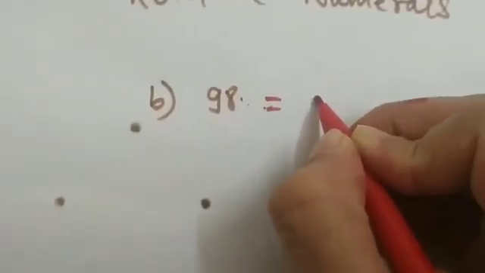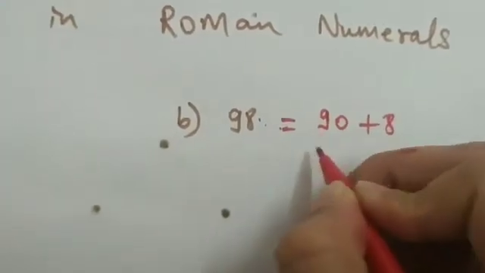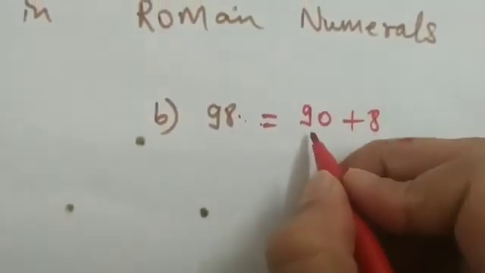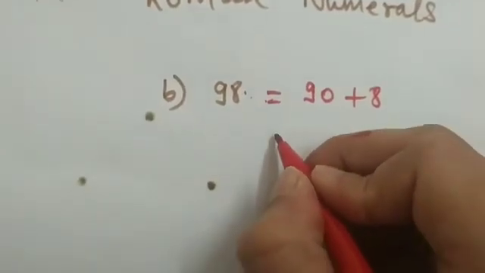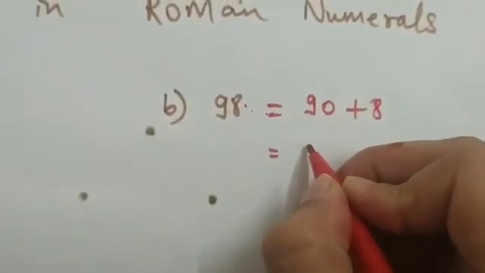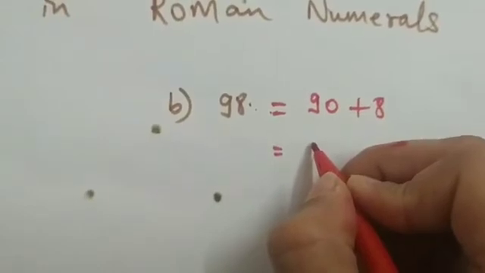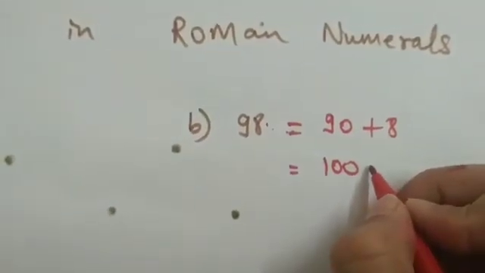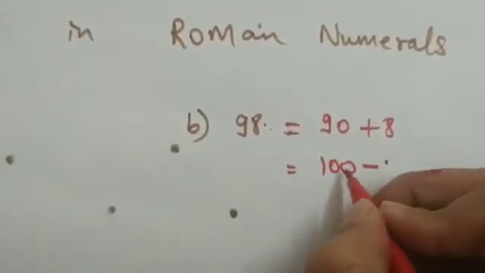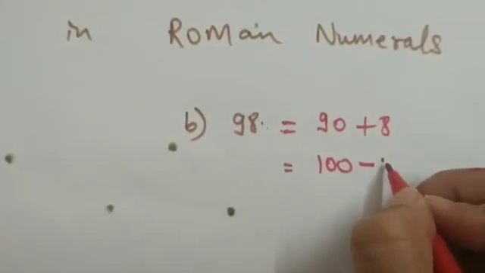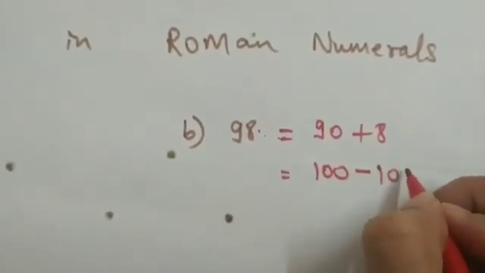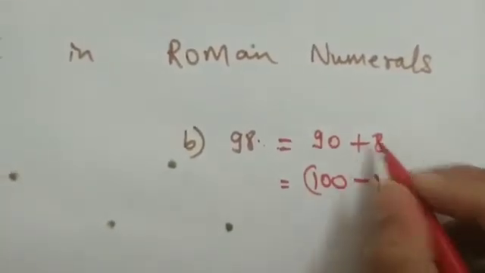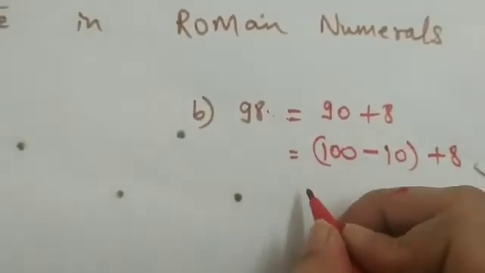So now let's take 98. So 98 can be written as 90 plus 8. So is there any symbol for 90? No. So which number is nearer to 90? 100, because for 100 there is a Roman numeral. We can represent 100 in Roman numerals. Okay, so 100 minus 10 we get 90, plus 8 as it is, because there is a symbol for 8.